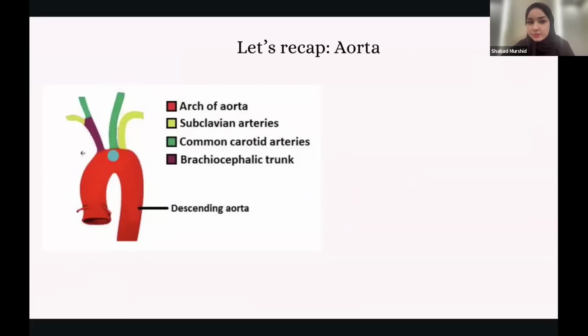The arch of the aorta has branches. Again, we talked about this a lot, so I don't want to spend too much time on it. But these are the branches of it.